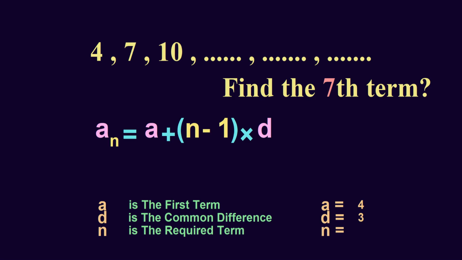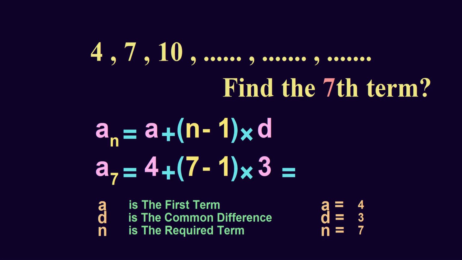We substitute into the formula the values of a, d, and n, and we get that a_7 equals 4 plus 7 minus 1 times 3, which equals 4 plus 6 times 3, which equals 22. And this was the solution by using the formula method.